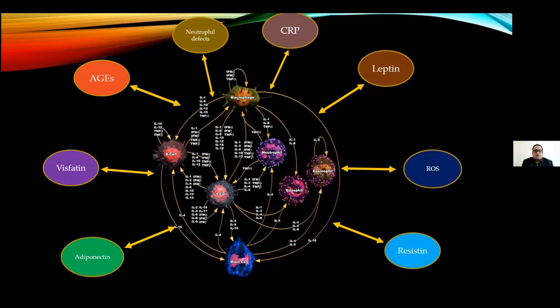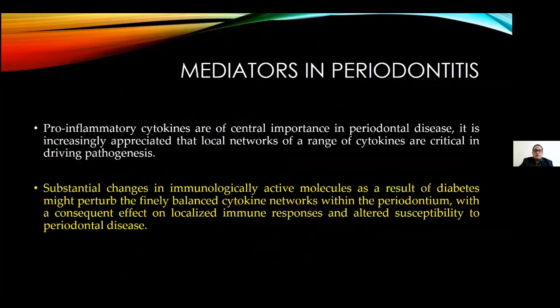You have cytokines playing a central and pivotal role. And in addition to that, because of the existing diabetic condition, you have all these other factors which will have a role to play. So I'll just take you quickly through some of the well-known mediators in periodontitis as a standalone local inflammatory condition. I've already mentioned that pro-inflammatory cytokines are of central importance in periodontal disease. And there is a substantial change in the immunologically active molecules as a result of diabetes that might perturb the finely balanced cytokine network. This is very important.